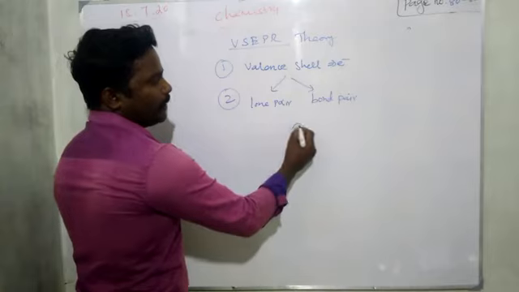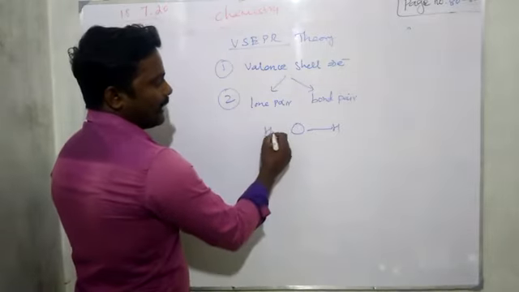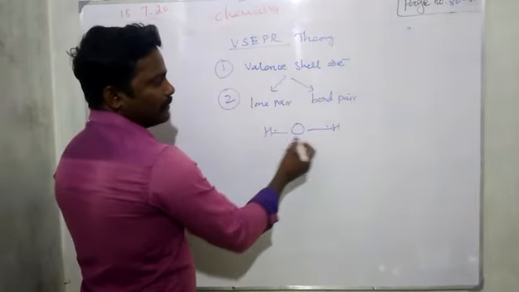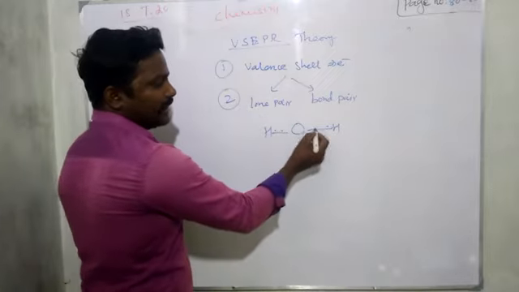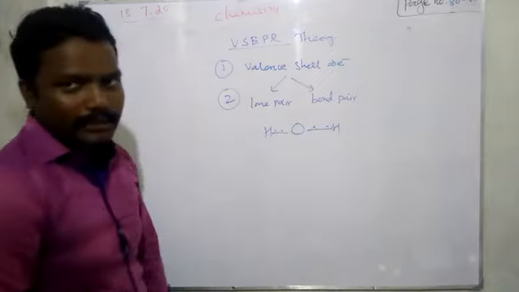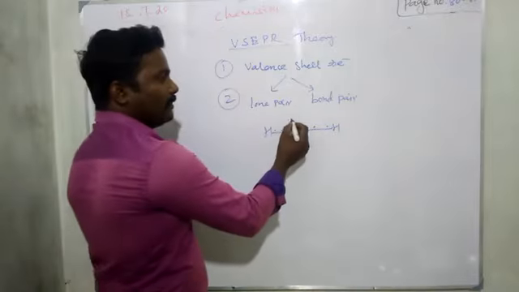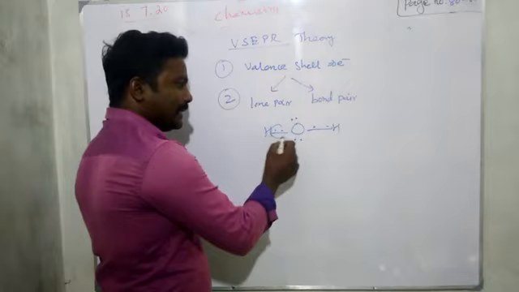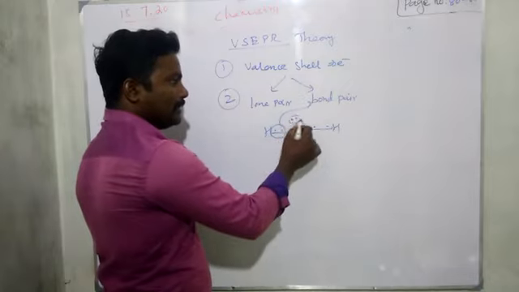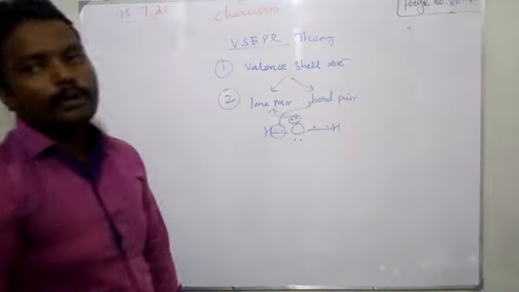For example, take water: hydrogen has only one valence electron, oxygen has 6. One will be given to this hydrogen, another to that hydrogen. The remaining 4 can be written as 2 lone pairs. So these electrons are called bond pairs, and these electrons are called lone pairs.